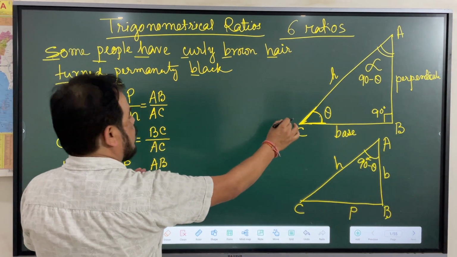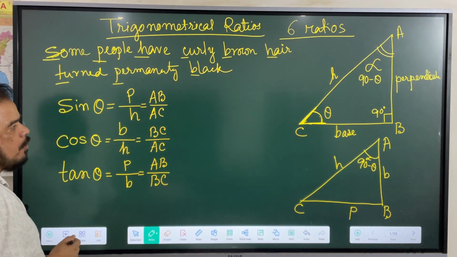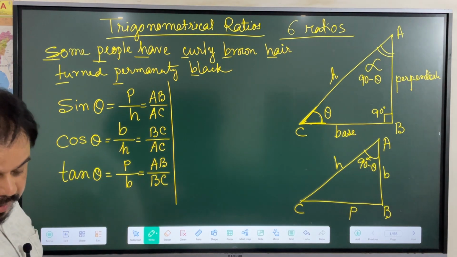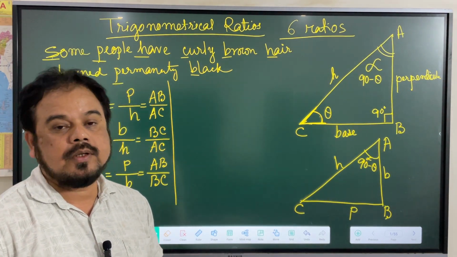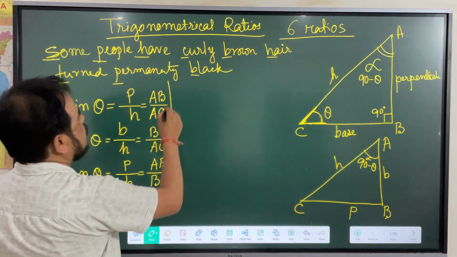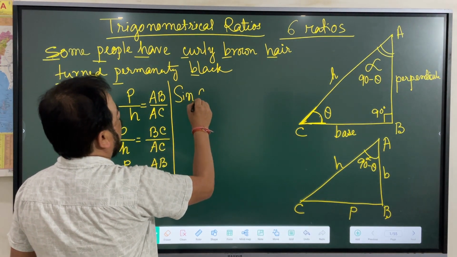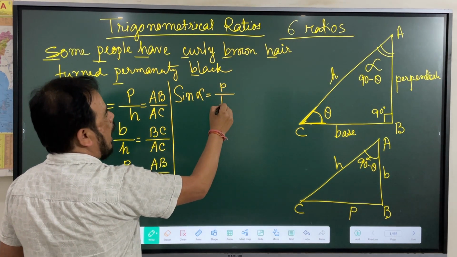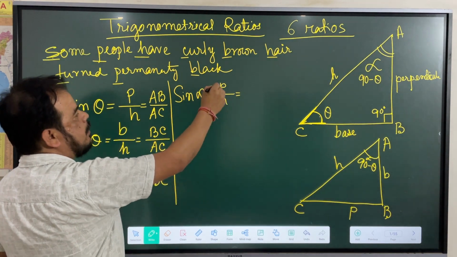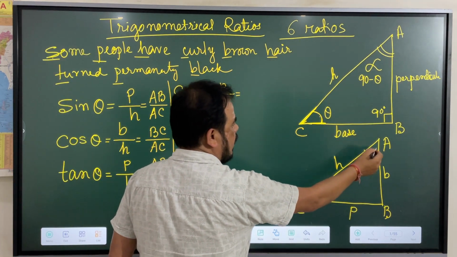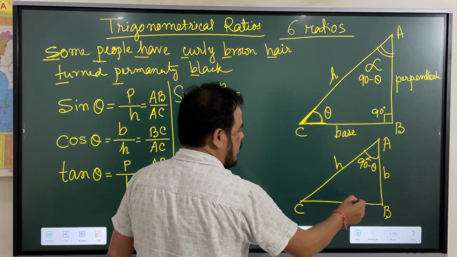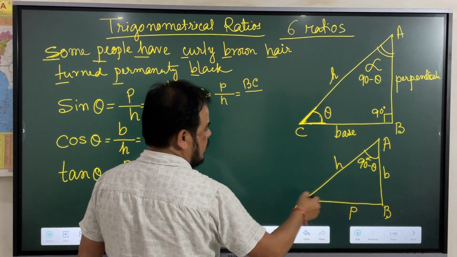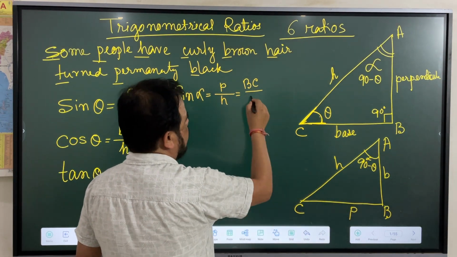So with respect to theta, we have found three trigonometrical ratios. Now with respect to alpha also we will find out the three trigonometrical ratios. Sin alpha is equal to, Some People Have. What is People? People means perpendicular. For this angle, AB is base, BC is perpendicular. BC I will write now. BC is perpendicular. H is of course AC always.